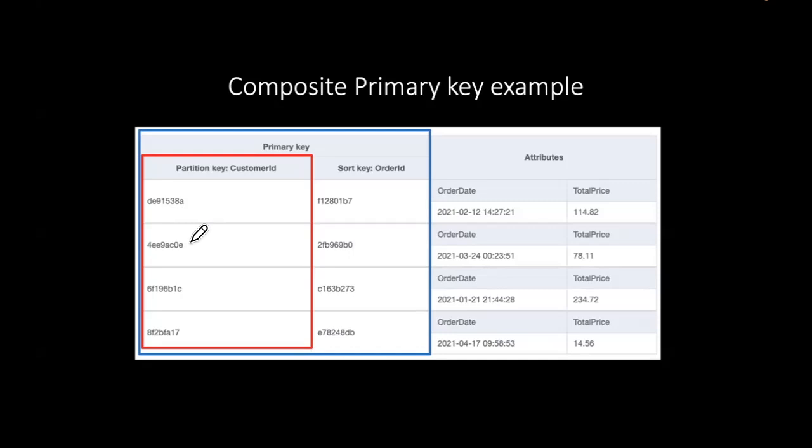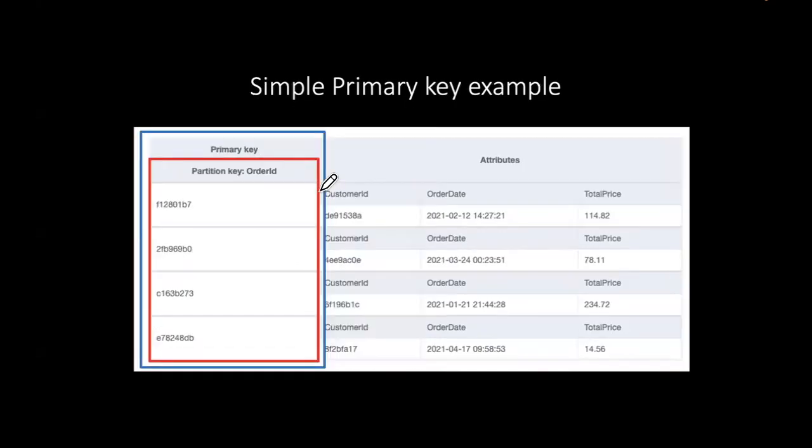Now the question you might have is, well, which one should we choose? Should we go with the composite primary key, or simple primary key? And the answer to that question is, it depends on the type of queries that your application needs to make against this table. If the application only ever wants to read items just based on the order ID, then use this design.